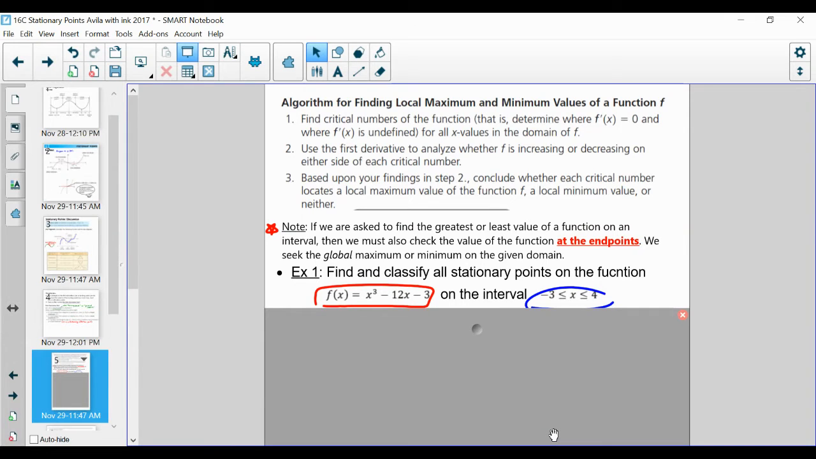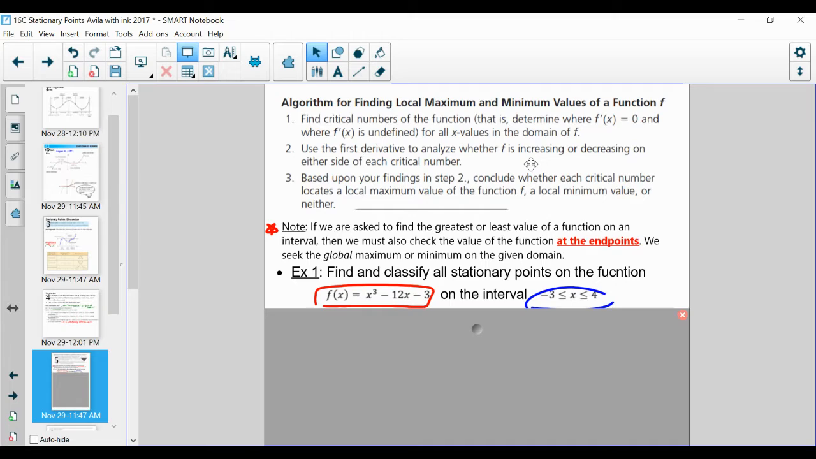Hello everybody, we're going to continue talking about section 16C, stationary points. In our last video, we saw that if we want to find local max or min values or stationary inflection points, we find critical numbers of the function. In other words, we determine where the derivative is equal to 0 and where the derivative is undefined for all x values in the domain of f. That's our calculus backup plan.